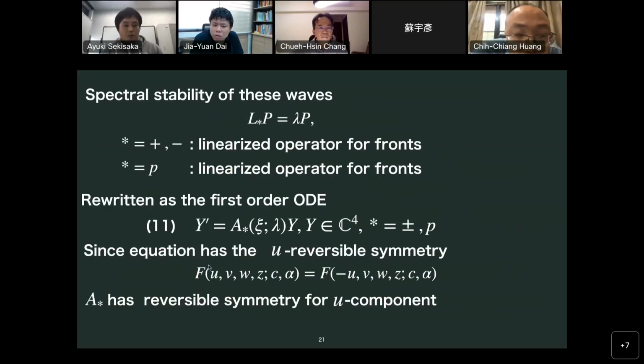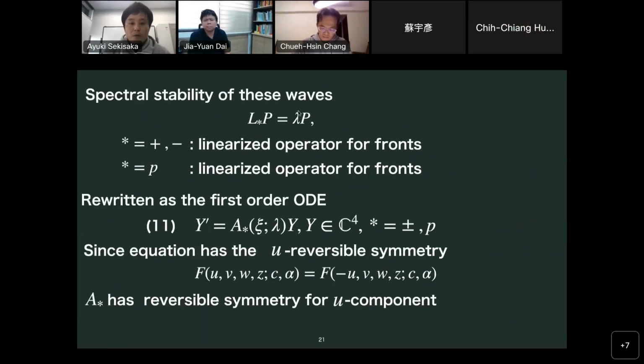Okay, so we consider the spectral stability problem. Similar to how I introduced the stability index, L star P equals lambda P, where L star plus and minus is the linearized operator for the fronts U plus and U minus, and L star P is the linearized operator for the periodic waves, U P.